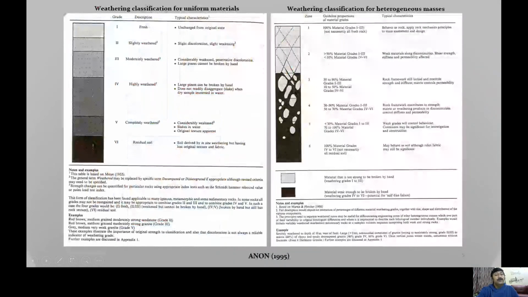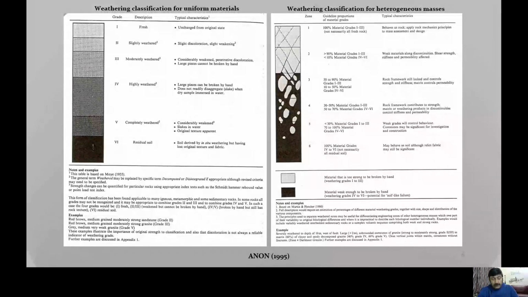Now coming to the weathering classification, we essentially have two different classifications. One is for rock materials, that is for uniform intact pieces of rock, and the other is for the rock mass. Both are six-fold classifications. In the rock materials, we call them weathering grades, that is from weathering grade 1 to weathering grade 6, out of which grades 1 to 4 are essentially rock materials, whereas grades 5 and 6 represent soil materials.